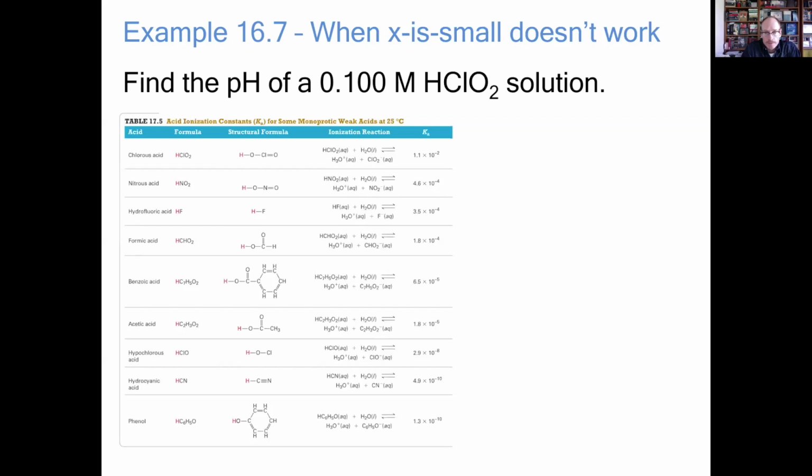Example 16.7, we look at the case when the x is small approximation does not work. Here we're asked to find the pH of a 0.100 molar chlorous acid solution. And what we'll see is that on the original approximation with the x is small approximation, the percent ionization is going to be sufficiently larger than 5%, such that we'll either have to solve it exactly using the quadratic formula, and that is how the book does it, or we can use the method of successive approximations, which I will demonstrate in the solution.